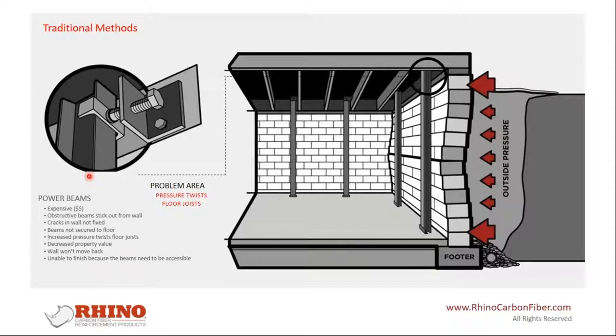Both will repair. So the first one is the power beam or steel girder, depending on how you call it. You must have seen this if you are working in the residential foundation repair or waterproofing industry. So I have listed some disadvantages of this method here. For example, it is relatively expensive. The concentrated pressure at the connection will twist the flange of the floor joist over here.